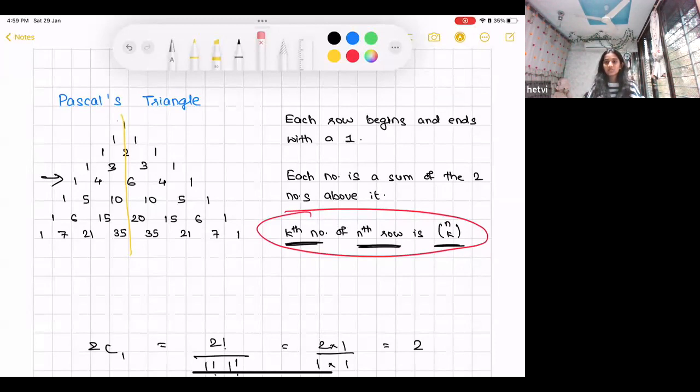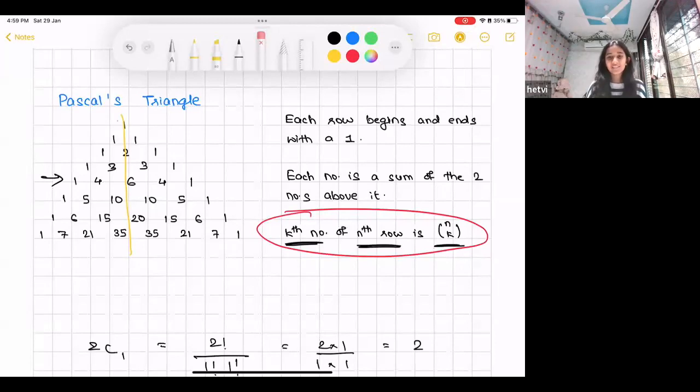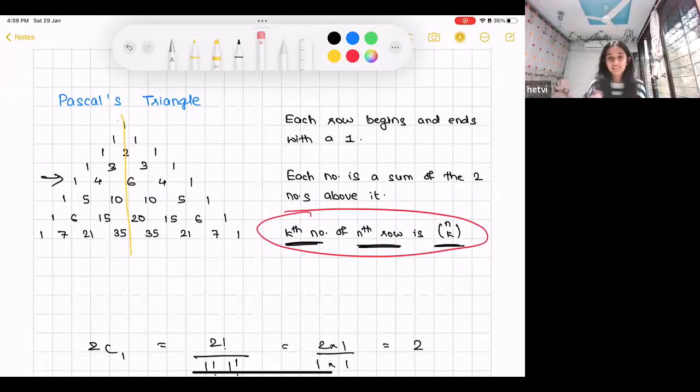Yes, Urvi. I think it's simply because of combinatorics, like since we have simplified it for the kth term of the nth row. Actually, I'm trying to simplify it so that n choose k is equal to n choose, I'm not getting the exact term, but it comes equal. Yeah, you're on the right track. So by that, it should be symmetrical. Yes, that's the right track. Keep working on it.